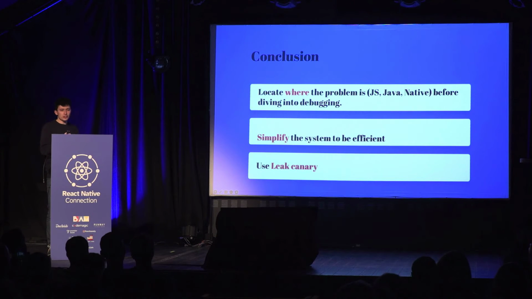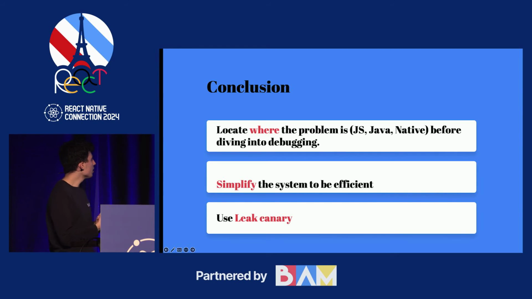But the main things that can help you in debugging memory are, first, locate where the problem is, because we saw that it can be in JavaScript, in Java, or in native. We lost a lot of time by not locating the problem. Then you have to simplify your system, because it can take time to reproduce problems. Sometimes we run a script for 3 hours, so it's better if you can automate the process and reduce the lead time. And last but not least, please install LeakCanary.